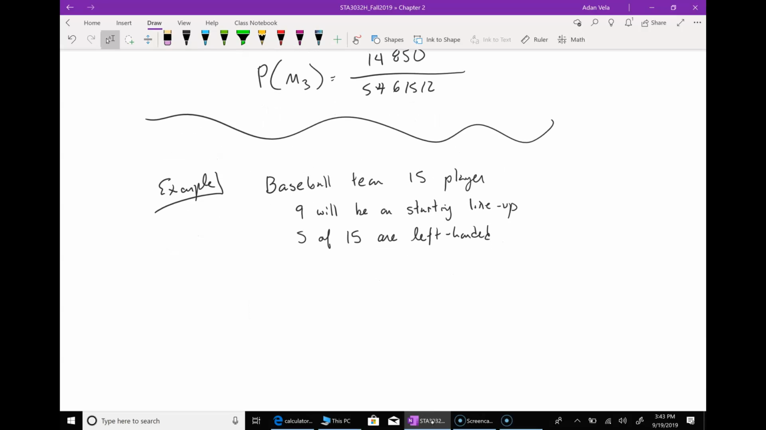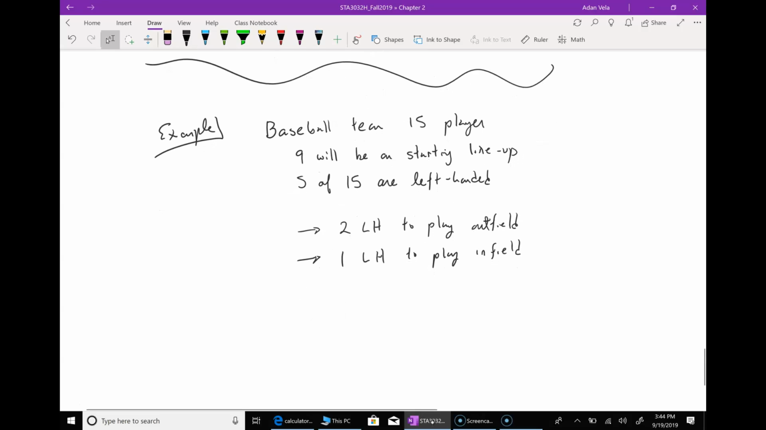As coach, because I'm left-handed, or maybe I'm right-handed, who knows, I want to reserve certain positions for my left-handed players. My question will be: if I reserve 2 left-handed players to play outfield and one left-handed player to play infield, how many different lineups can I have?